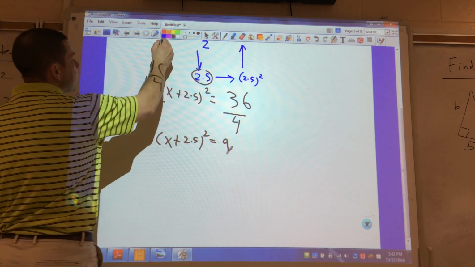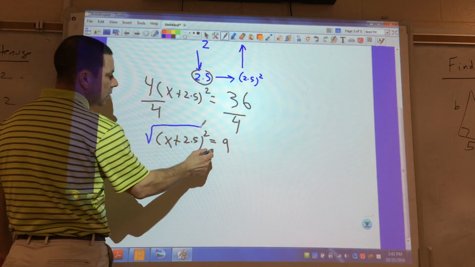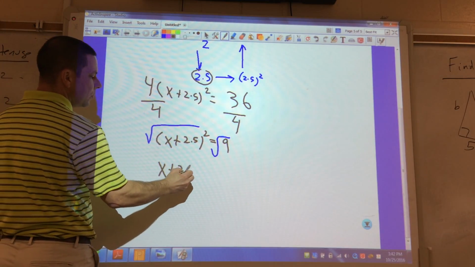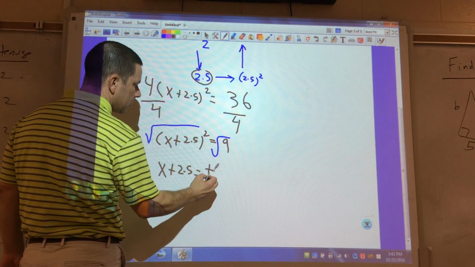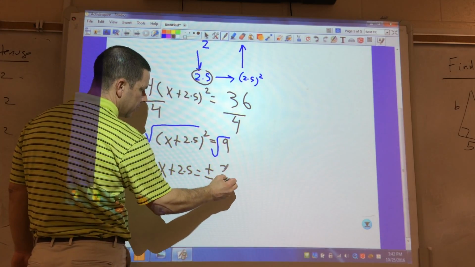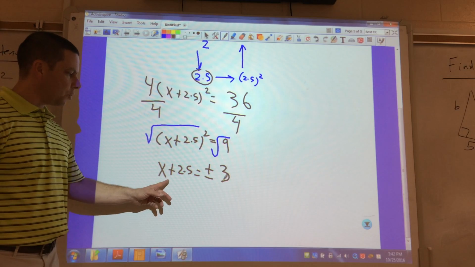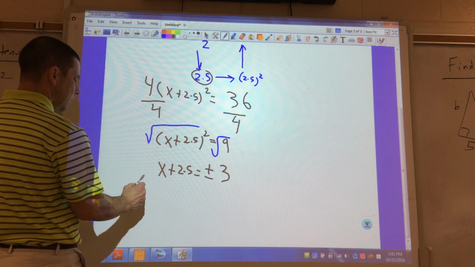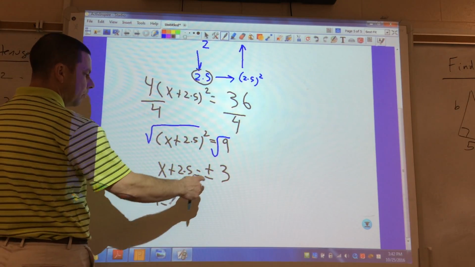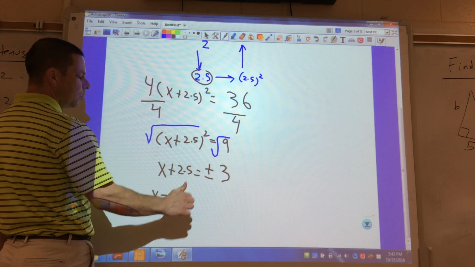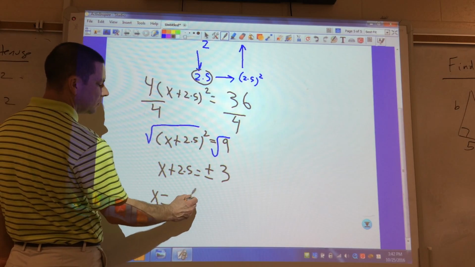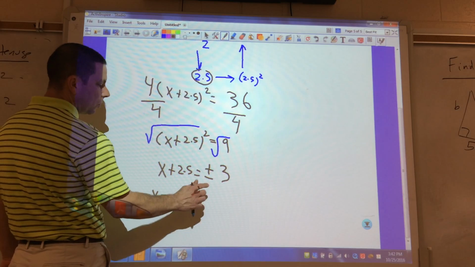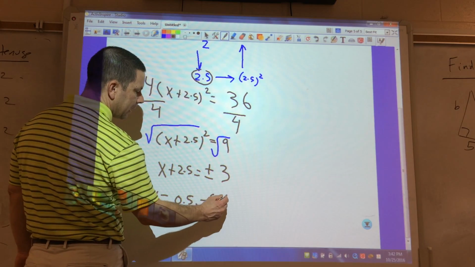We are ready to take the square root of both sides. So we square root and we square root. And what do we get here? X plus 2.5 equals plus or minus 3. So we need to subtract 2.5 from both of these numbers. So we would get x equals positive 3 minus 2.5, which is 0.5. And our other answer would be negative 3 subtract 2.5, which is negative 5.5.